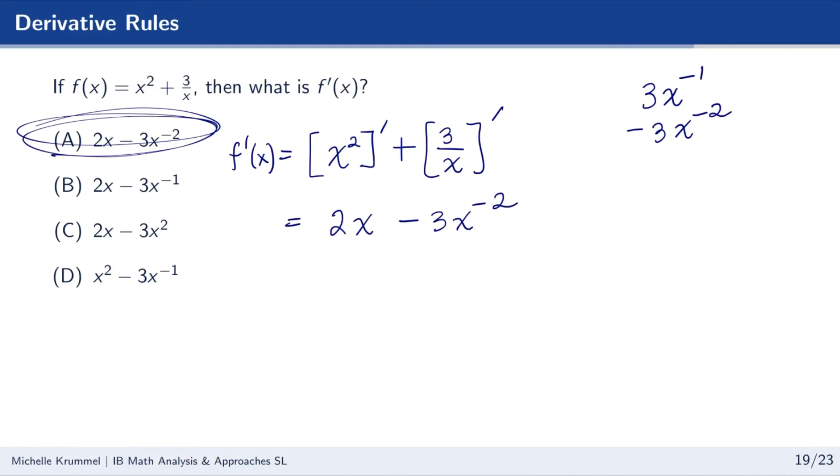What I was going to say is you can also think of 3 over x as 3 times 1 over x. And if you've memorized that the derivative of 1 over x is negative 1 over x squared, then you just need to multiply it by 3 because of the constant multiple rule. So that would be the derivative, negative 3 over x squared.